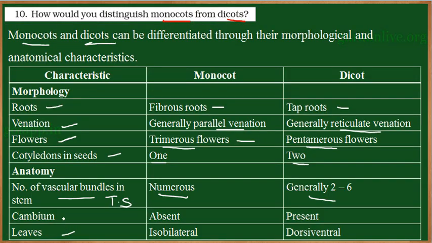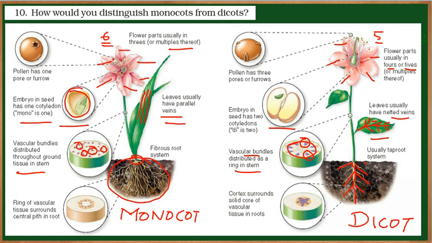Now the next difference is cambium. Here in monocot stem, the cambium is absent. So that is why there is no secondary growth. In case of dicot, the cambium will be present. So that is why we can see a big trunk in the dicot trees. Cambium is generally present in the vascular bundles. So it will be absent in case of monocot stem. In dicot stem, in between the xylem and phloem, there will be the presence of cambium. So in the vascular bundle, between xylem and phloem, there will be presence of cambium.